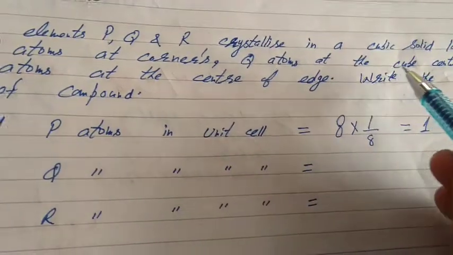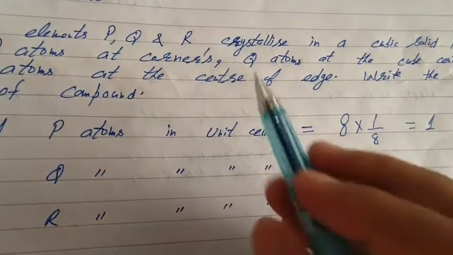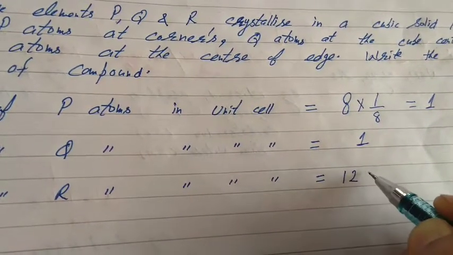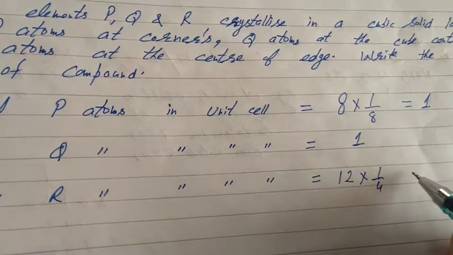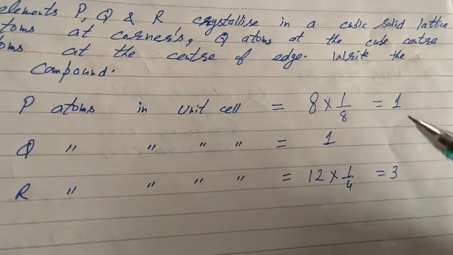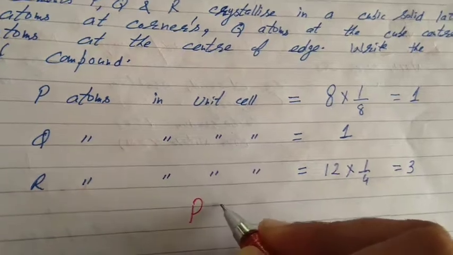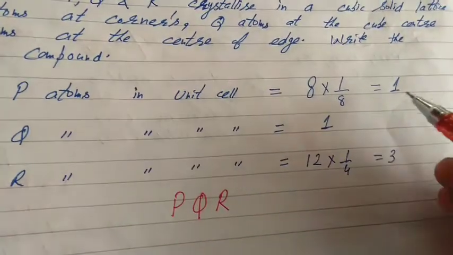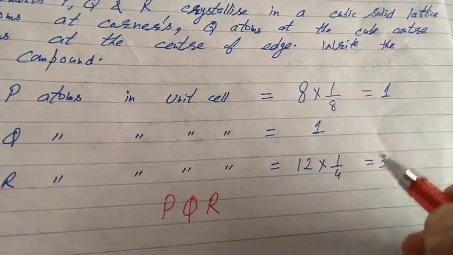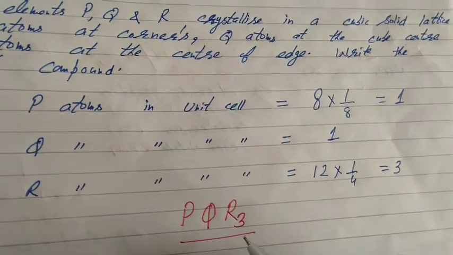Q atoms are at the cube center. Center is free, so 1. And at last, R atoms at the center of edges. You know there are 12 edges. Contribution per unit cell is 1 by 4. We got 3. Students, after this, make a simple whole number ratio. It is already a simple whole number ratio. Then write the symbol of each element P, Q, R and put the numerical value on the lower right hand side of the symbol. We got P1 Q1 R3. The formula of the compound is PQR3.